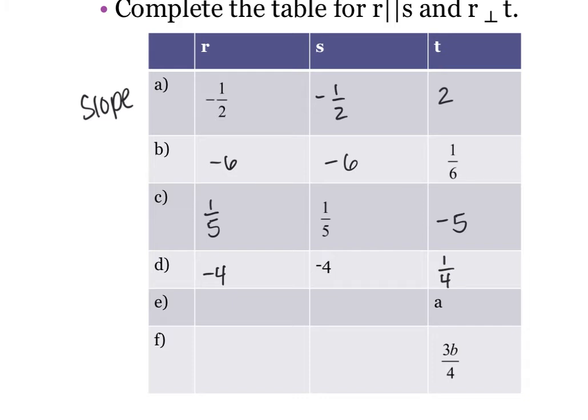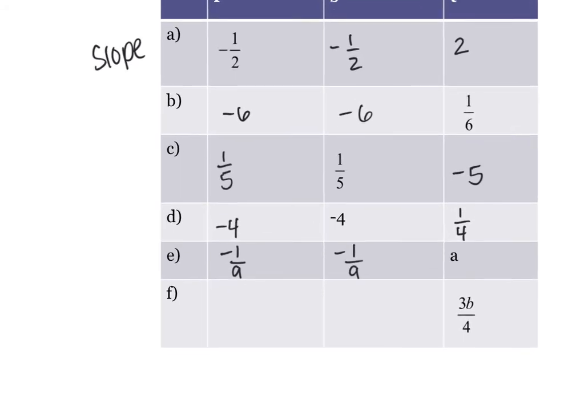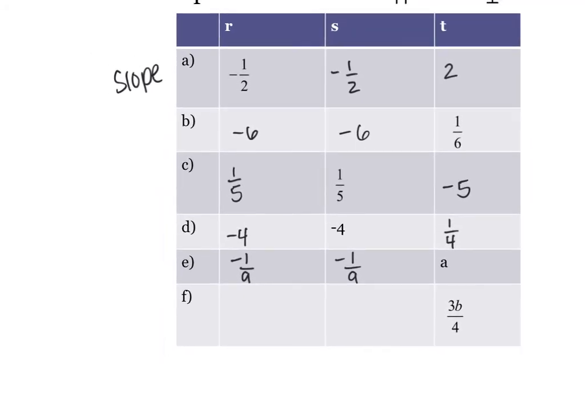Now, if t was a, okay, r is going to be negative 1 over a. Remember, we changed the sign and then we flip it. And then s is going to be the same, so negative 1 over a. If t was 3b over 4, in order to find if it's parallel, it's just going to be 3b over 4. Oh, I'm sorry. Nope. R and t are perpendicular, so it has to be negative 4 over 3b. And then s has to be the same thing.